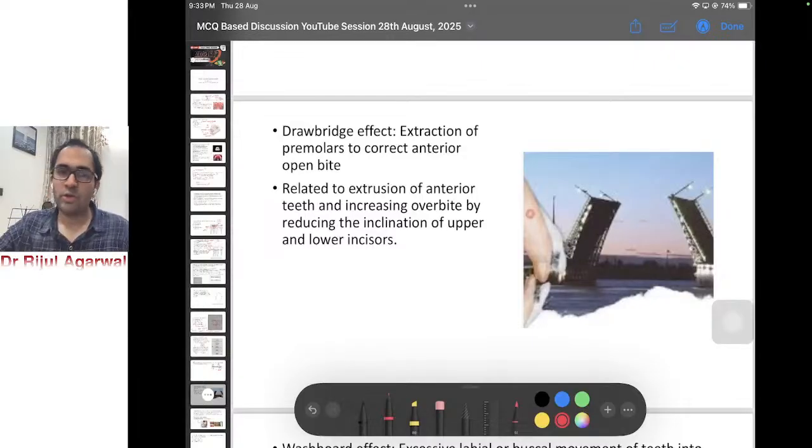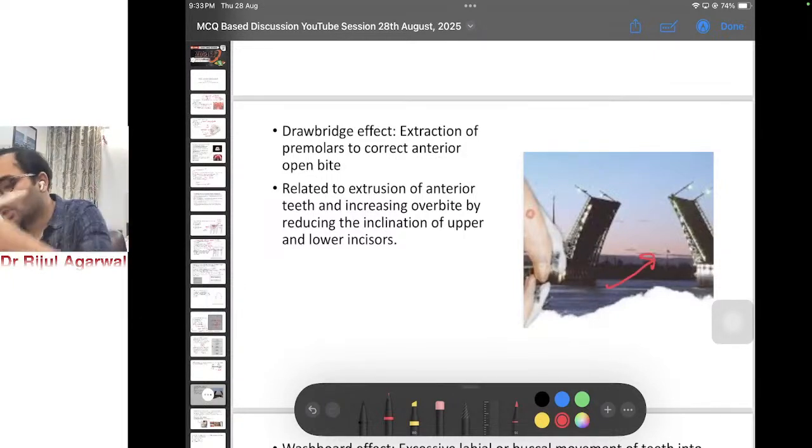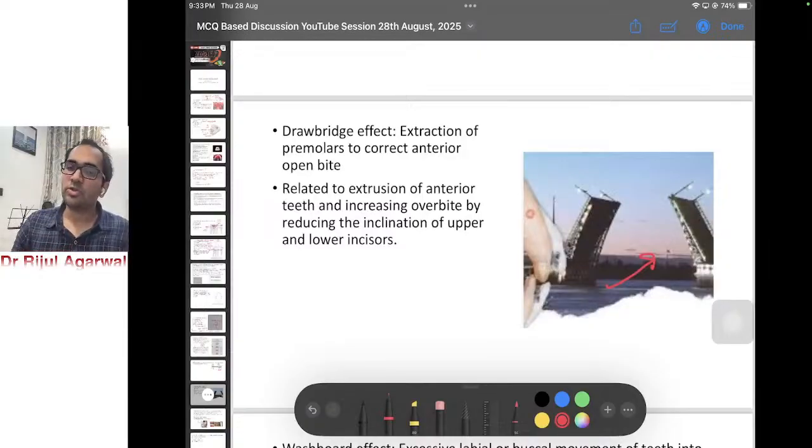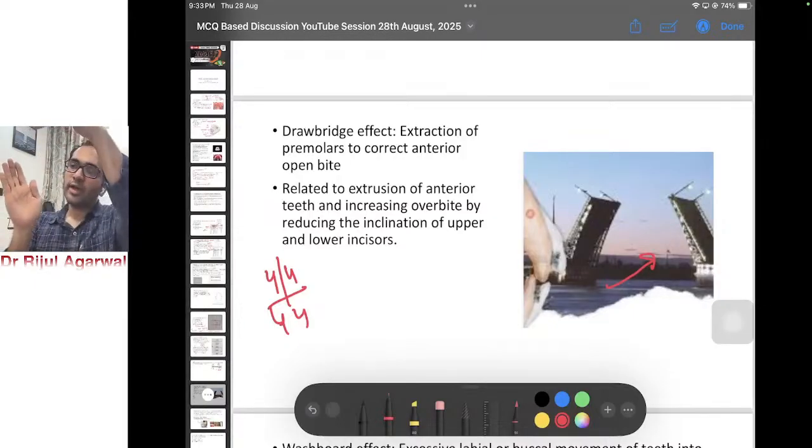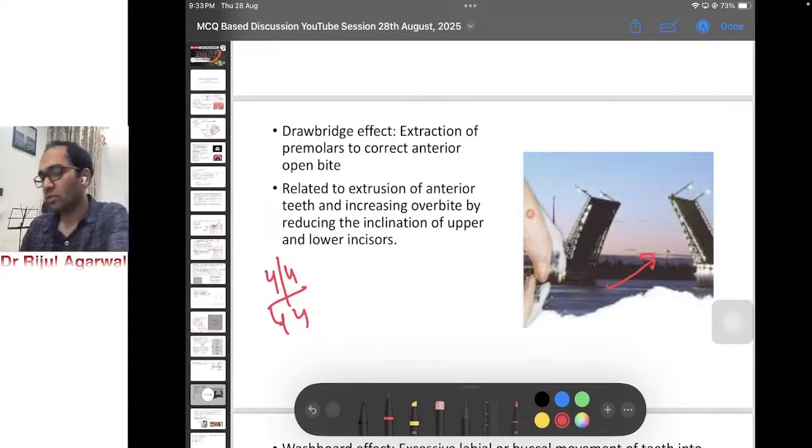Okay, so coming to the drawbridge effect. Drawbridge effect is the extraction of premolars to correct anterior open bite. So imagine a situation if you have seen bridges being drawn upward so as to allow the ships to pass between. Similar kind of situation is seen in the teeth. So in anterior open bite cases, you extract the 4 premolars so as to close the anterior open bite, so when you retract the anterior teeth, the bite gets closed. So like the drawbridge getting closed.